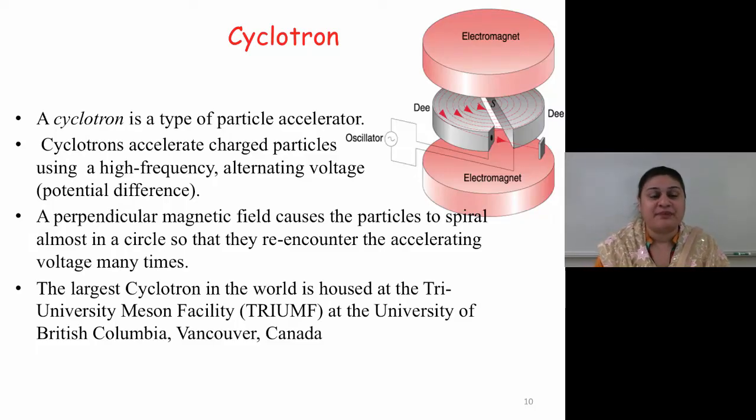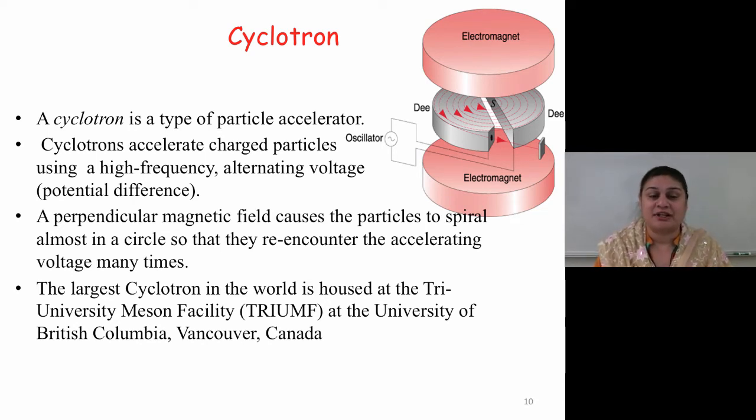A cyclotron. A cyclotron is a type of particle accelerator. Cyclotrons accelerate charged particles using high-frequency alternating voltage or potential difference. A perpendicular magnetic field causes the particles to spiral almost in a circle, so they encounter the accelerating voltage many times, getting faster and faster every time.